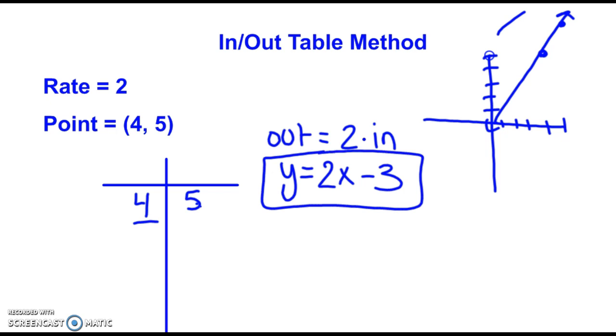Again, we put the 4 and the 5 into the in-out table. We know it's always the rate times the x, or the in. And then you need to use your point by using your 4 for your x and figure out how to get to your out, or your y.